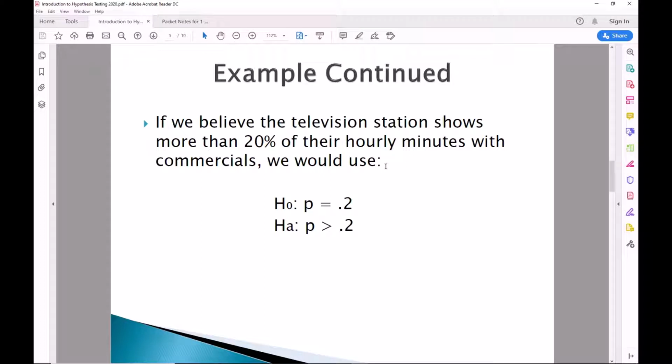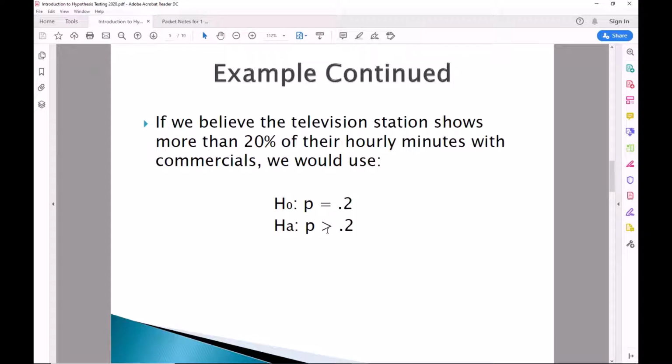All right? So here are the two competing claims. There's the one from the television station. All right, the p equals 0.2, or 20% of their hourly minutes are devoted to commercials. Our alternative is that the true value is actually greater than that. All right? Now, a couple of things. First of all, no hats. Second of all, do not make this greater than or equal to, right?